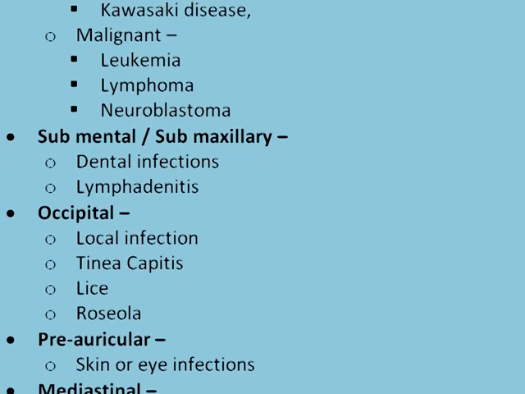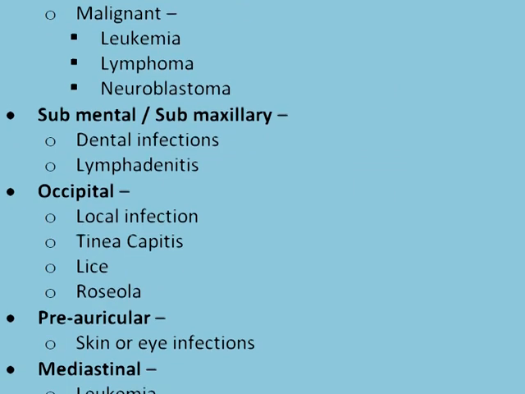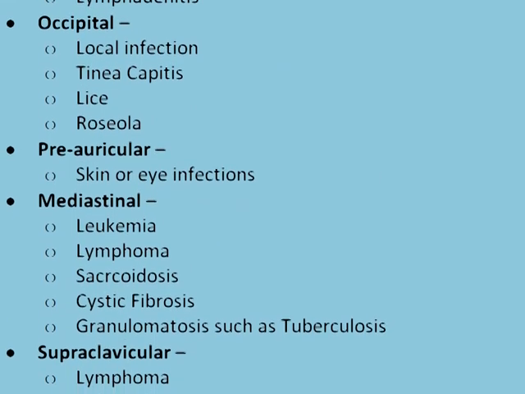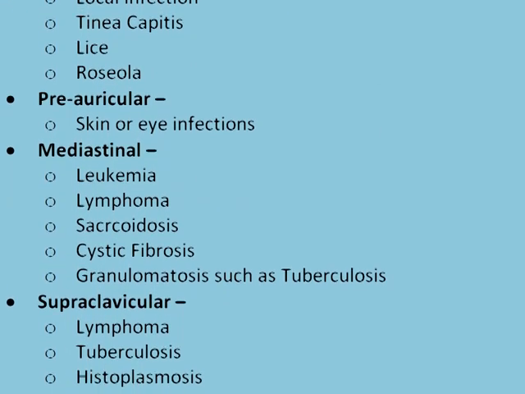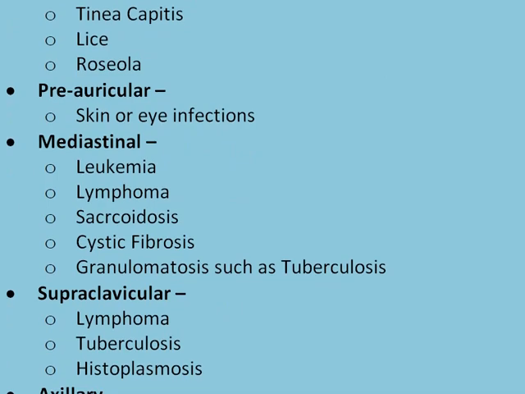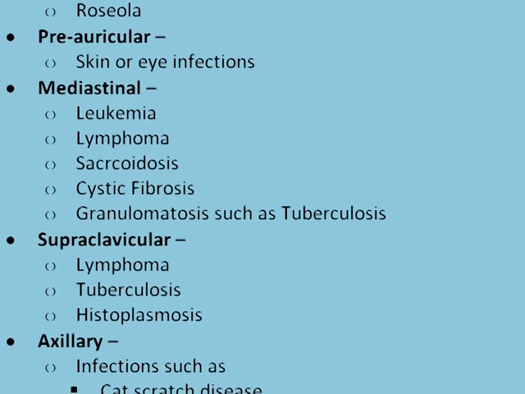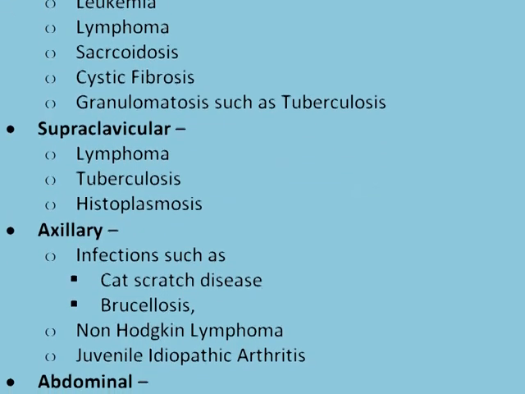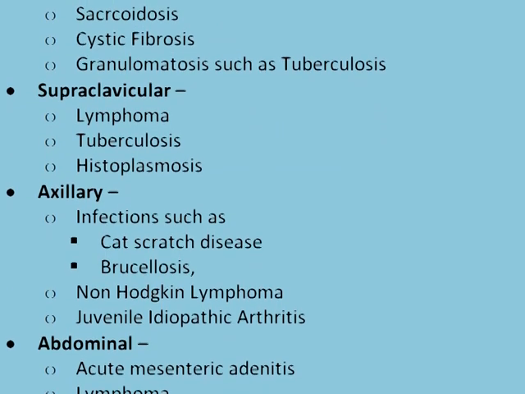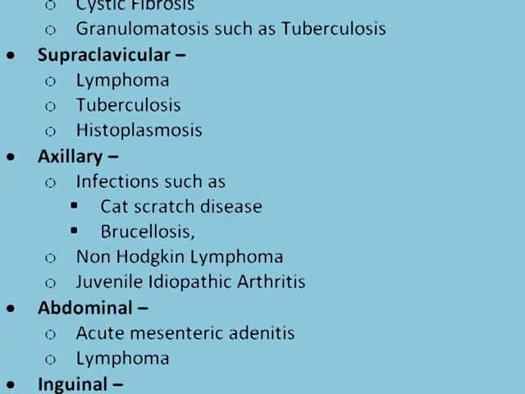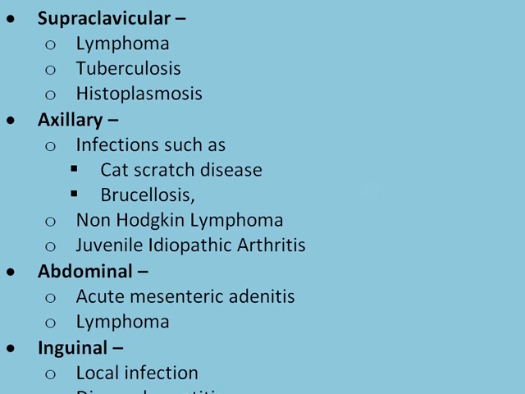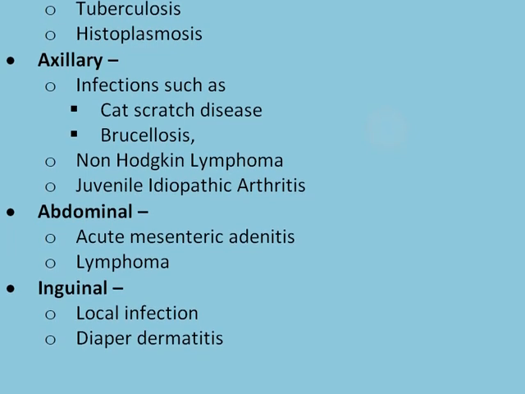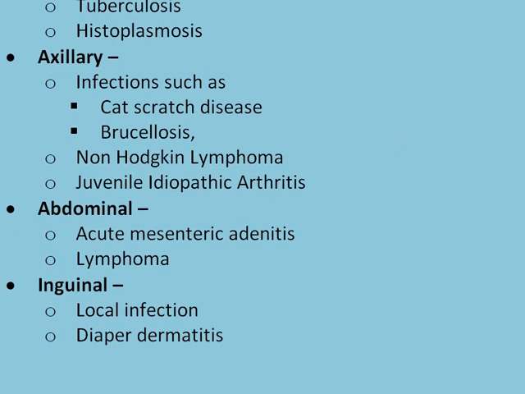of local infection, tinea capitis, lice, and roseola. Preauricular is seen in skin or eye infections. Mediastinal involvement occurs in leukemia, lymphoma, sarcoidosis, cystic fibrosis, and granulomatous disease such as tuberculosis. Supraclavicular lymph nodes are involved in lymphoma, tuberculosis, and histoplasmosis. Axillary lymphadenopathy occurs in infections such as cat scratch disease and brucellosis, non-Hodgkin lymphoma, and juvenile idiopathic arthritis. Abdominal lymph nodes are enlarged in acute mesenteric adenitis and lymphoma. Inguinal lymph nodes are enlarged in local infection and diaper dermatitis.